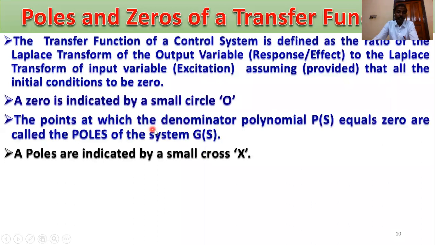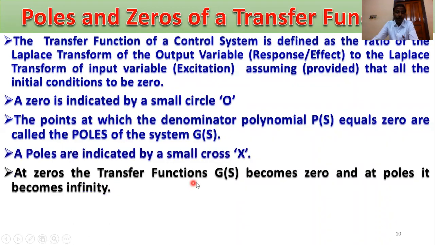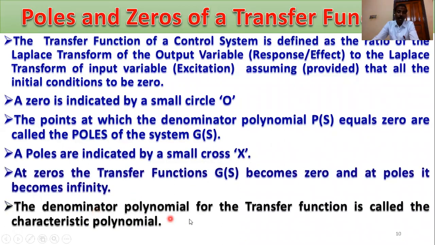The points at which the denominator polynomial P(s) equals 0 are called the poles of the system G(s). Poles are indicated by a small cross. In our problem, at s equals minus 1, there is only 1 pole, denoted by a cross. At a zero, the transfer function G(s) becomes 0, and at poles it becomes infinity. The denominator polynomial of the transfer function is called the characteristic equation. So, thank you.